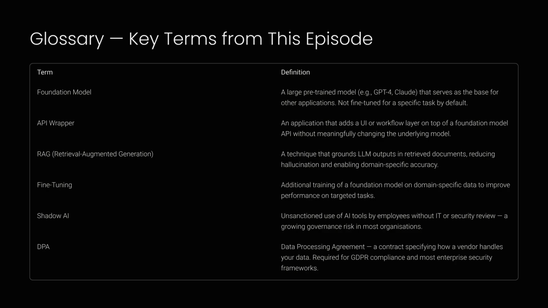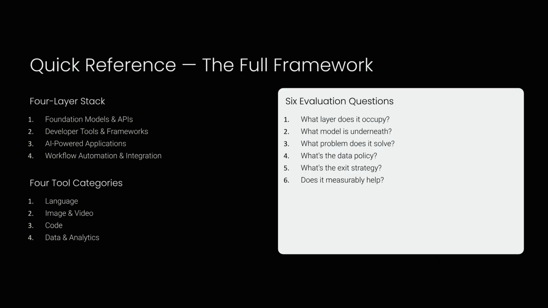From foundation models and API wrappers to RAG, fine-tuning, shadow AI, and DPAs, these concepts form the backbone of the AI industry. Refer back to these definitions whenever you encounter technical jargon during your procurement or development cycles. Here is your full framework reference. Remember the 4 layers, the 4 categories of tools, and our 6 evaluation questions. This is your toolkit for every future assessment. Keep it accessible to ensure every evaluation you conduct remains structured, defensible, and focused on value.